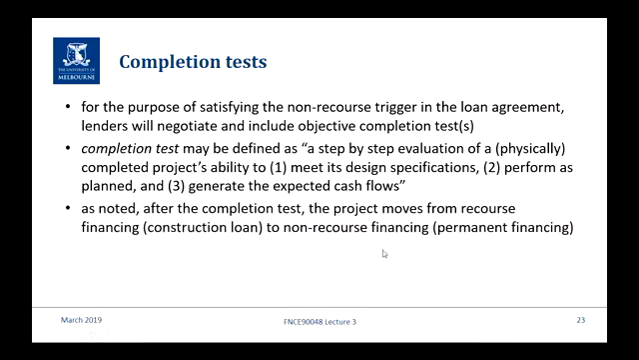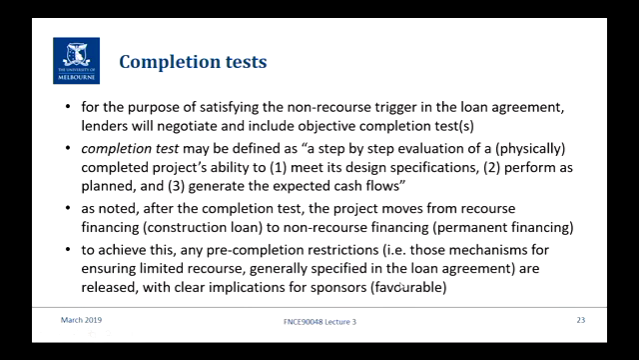Once you've met the completion test, and we say it in the singular, but there's usually more than one, the project then officially moves from recourse financing, which is the construction loan, to non-recourse financing, which is the permanent loan that needs to be repaid. And if there are any restrictions in place to maintain the limited recourse, they go away. That's what that last point is. I'll get onto that more later.